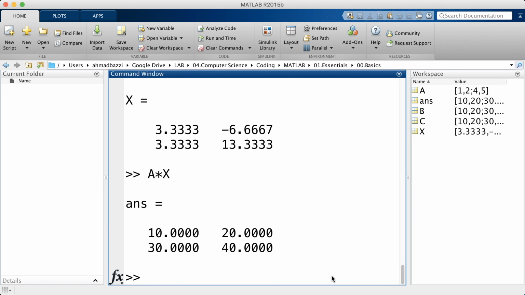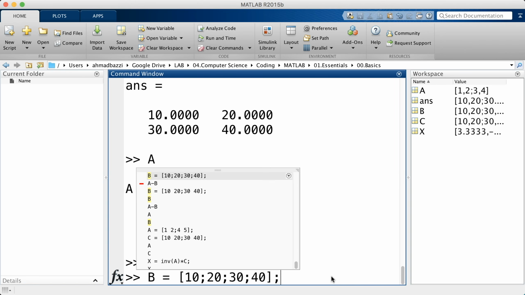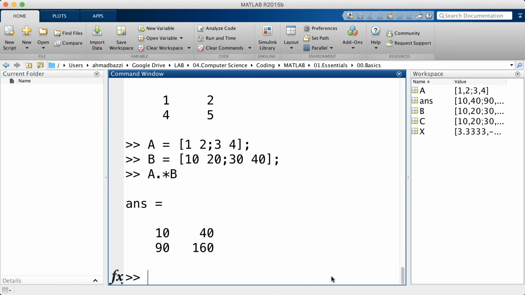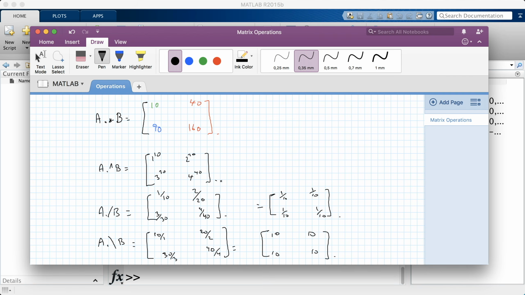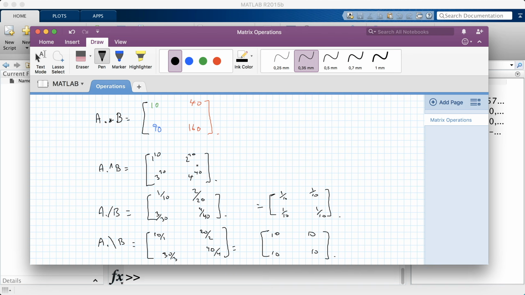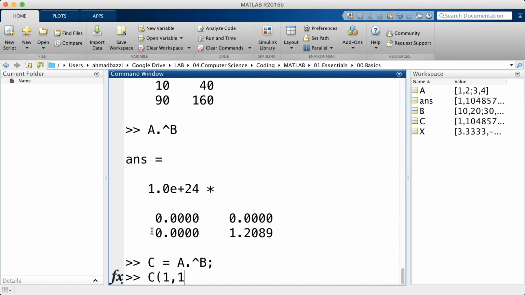Let's give it a shot here. Going back to what we had, A is this, and B is this. So A dot times B, as you can see, 1 times 10, 2 times 20, as we did here: 10, 40, 90, 160. Let's do the exponentiation. Those numbers are already really large, so you're not going to see the first element. In case you want to see it, do something like this, and look at the first entry.